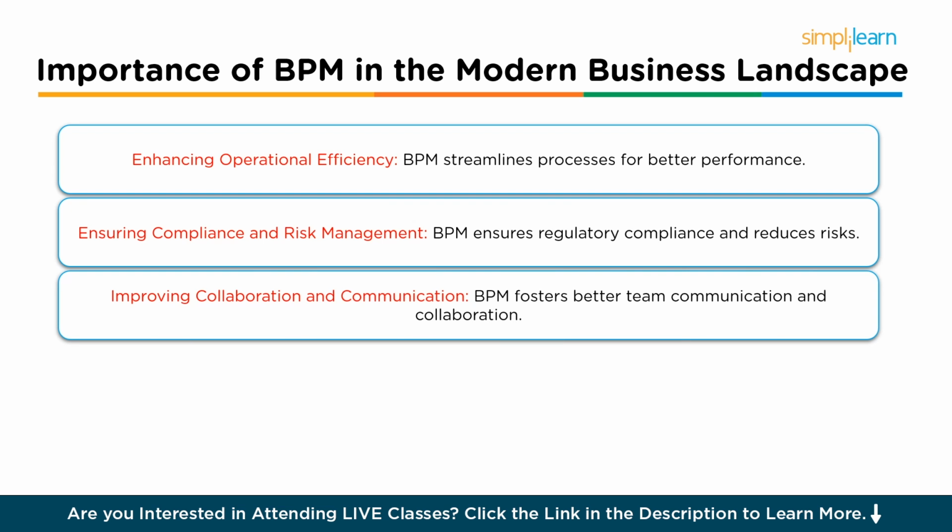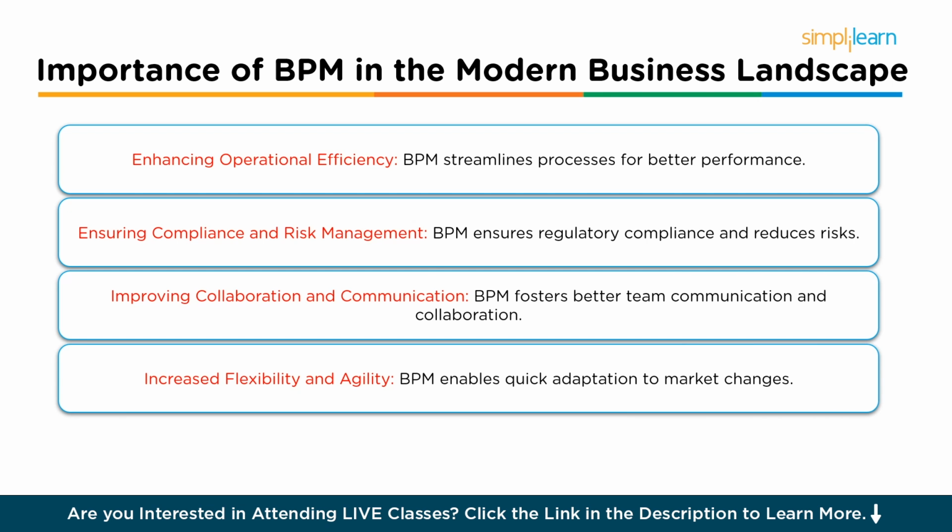Improving collaboration and communication. Next, let's consider how BPM can impact internal communication and collaboration. BPM facilitates better communication and collaboration between departments and teams. With clear processes in place, employees understand their roles and responsibilities, leading to smoother cross-functional collaboration. This enhanced collaboration helps in the effective achievement of organizational goals.